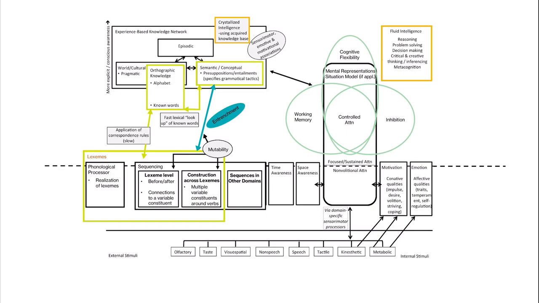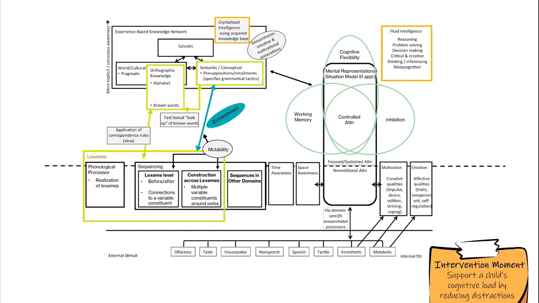This represents the way that all 3 draw from the same pool of cognitive resources, which means that if one is taking too much cognitive effort, it can impact the performance of the others. This brings us to our 6th intervention moment.